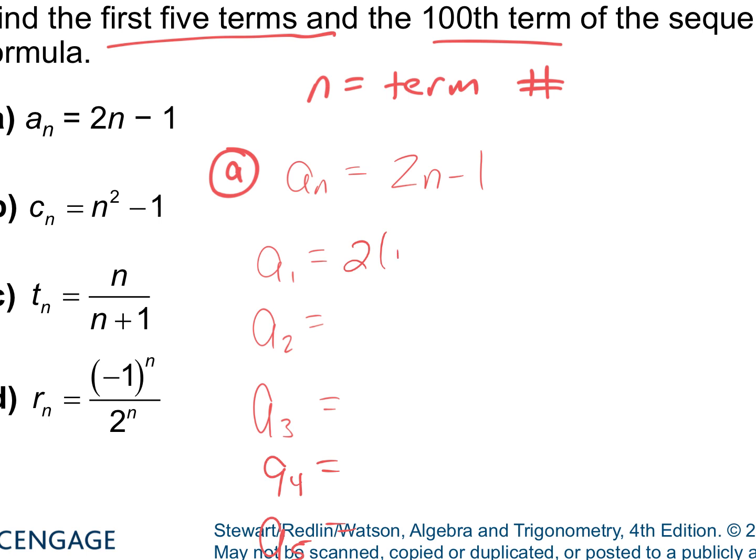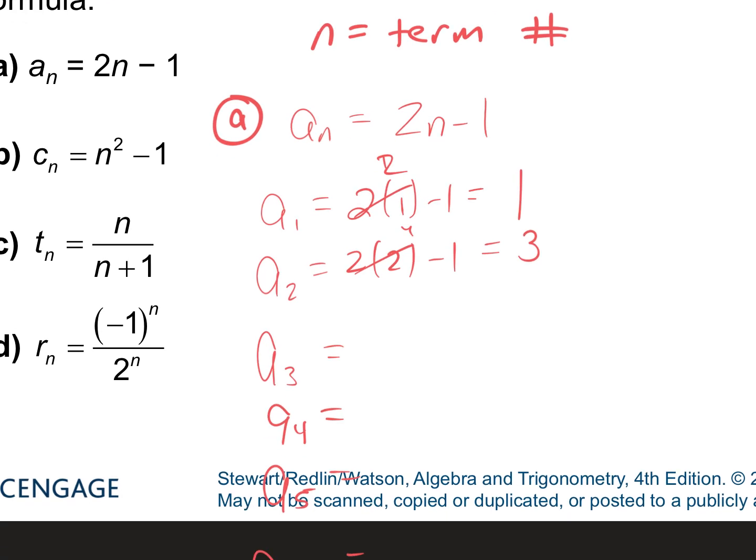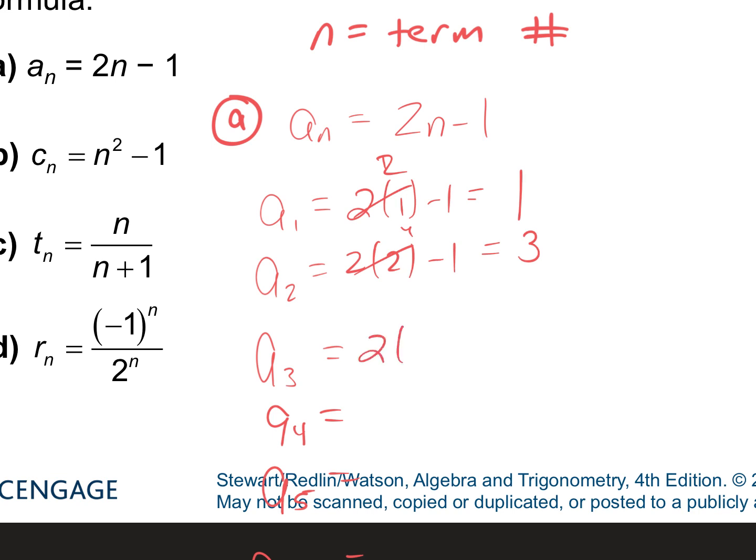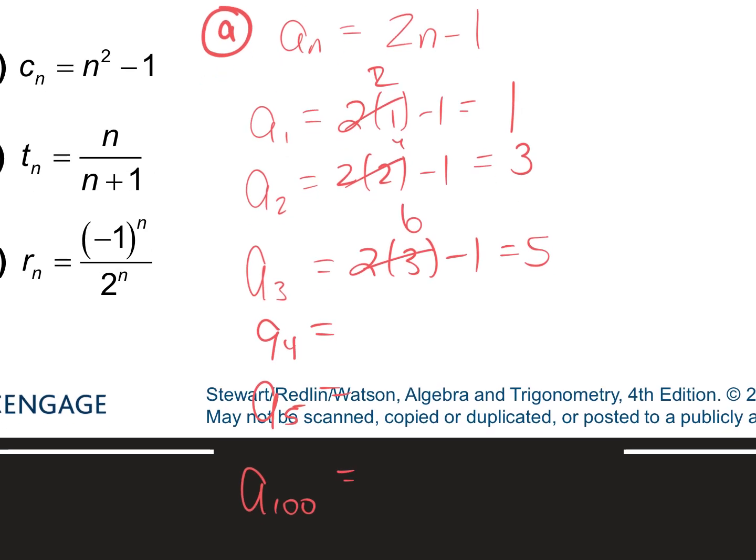So I have 2 times 1 minus 1 equals what? 1. So I have 2 times 2 minus 1. Well, 2 times 2 is 4. 4 minus 1 is 3. So then I'm going to plug in 3 for N. So 2 times 3 minus 1. What's 2 times 3? 6. 6 minus 1 is 5.